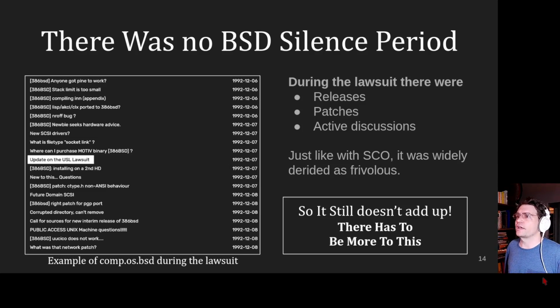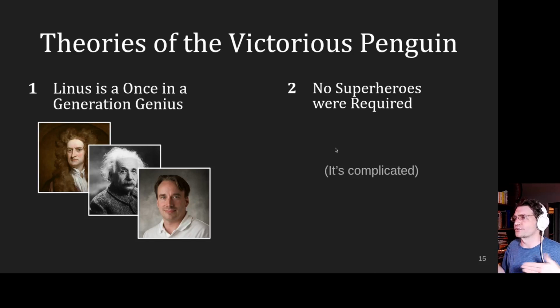So we have to say that there is this theory of a victorious penguin. And regardless of what you want to say about BSD, Linux has become at least an order of magnitude more prevalent than it. So we can have two reasons for that. The first one is a 19th century approach to history called the Great Man Theory, and the second is a 20th century approach called History from Below, or often Social History. And let's just look at the Linus is a once-in-a-generation genius approach, on the order of Einstein and Isaac Newton.